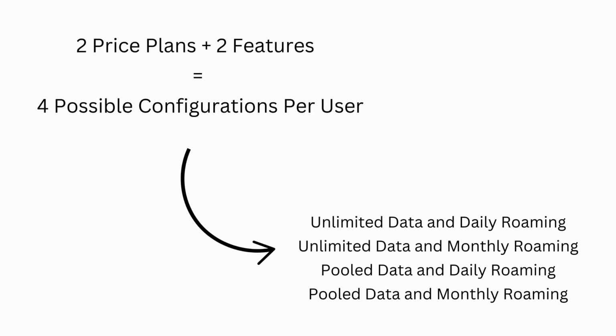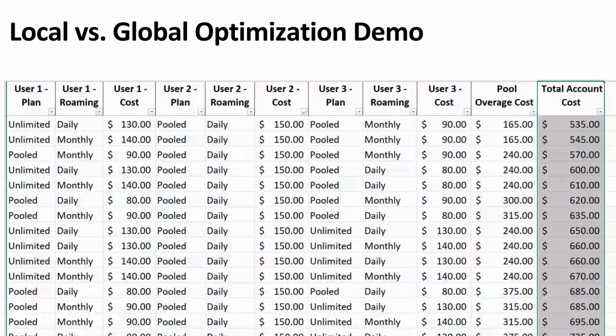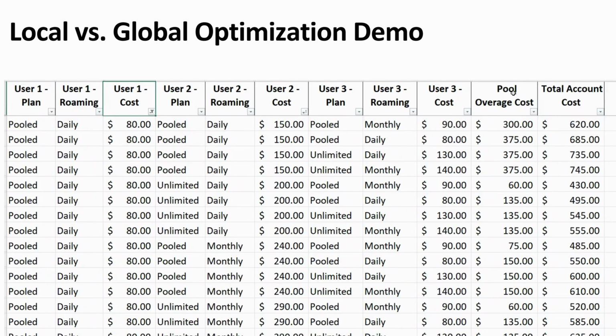Each user has 4 possible configurations of plans and features, all with different cost outcomes. This account with 4 configurations per user and 3 users will have 64 possible configurations, and the cost outcomes have been calculated in the spreadsheet. For user 1, the cost can be $80, $90, $130, or $140, and since 80 is the lowest, this is the local optimization for user 1.